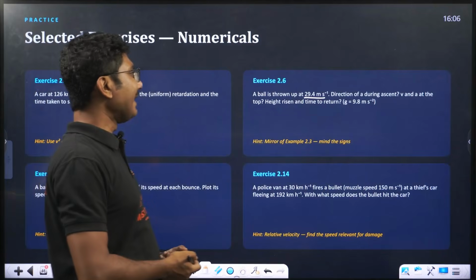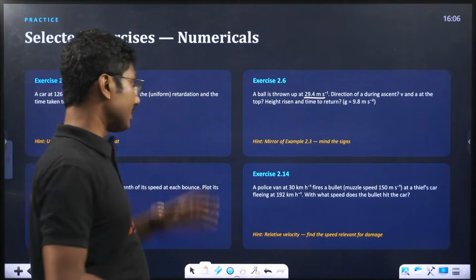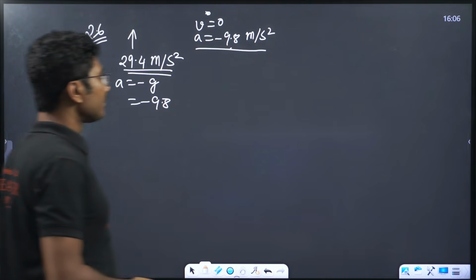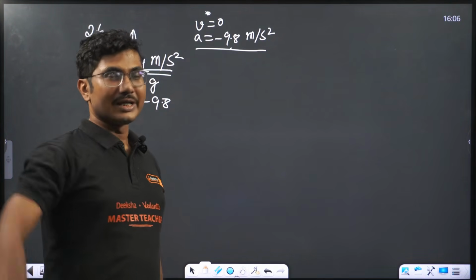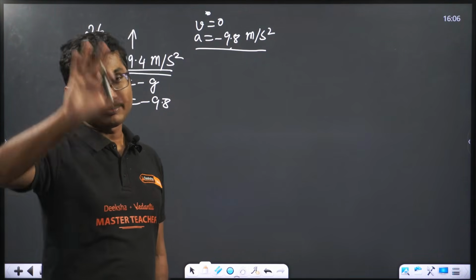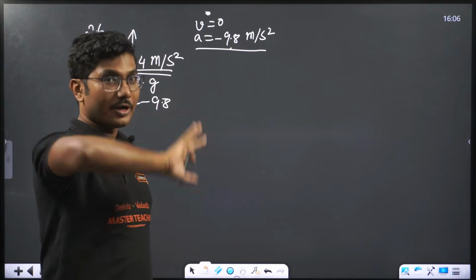Height reached and time to return. So same problem, height reached. So what is the height reached? I will only solve the height reached and time to return. I will solve the equation. I will give you the equation, but you have to solve it on your own for practice.